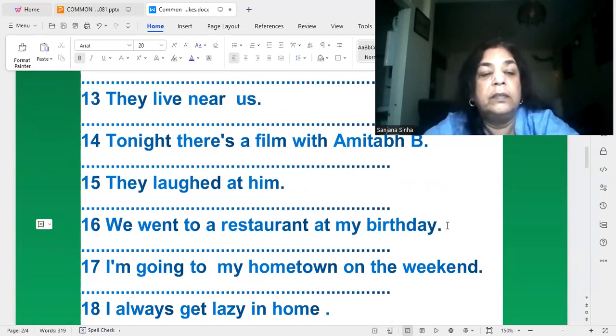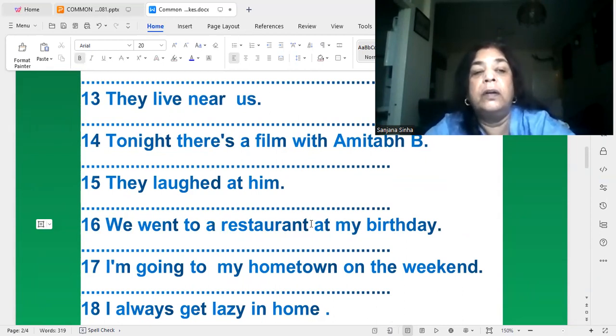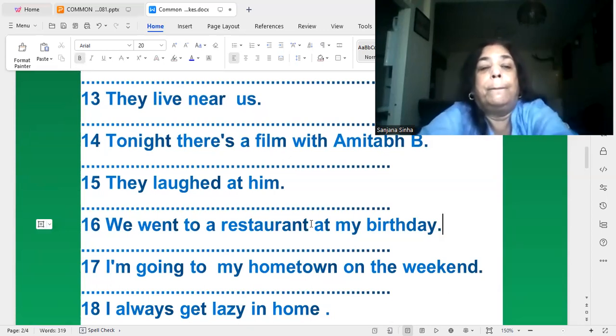Number 16. We went to a restaurant at my birthday. Any guess? We went to a restaurant. Not the word restaurant. This is a French word and the T is silent. It is not restaurant with a T, the T is silent. The last consonant in the word is always silent in French.